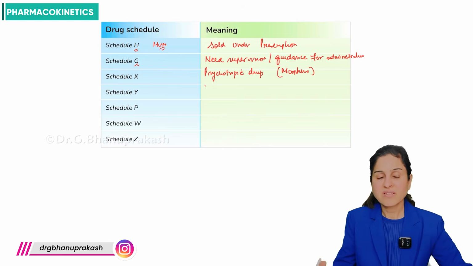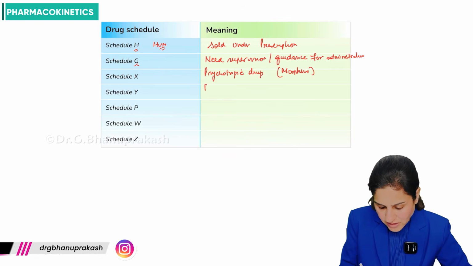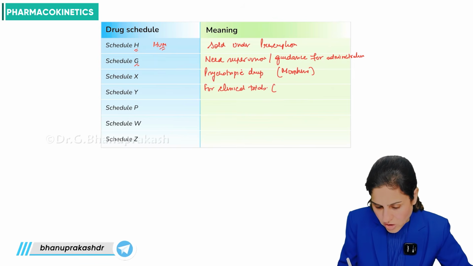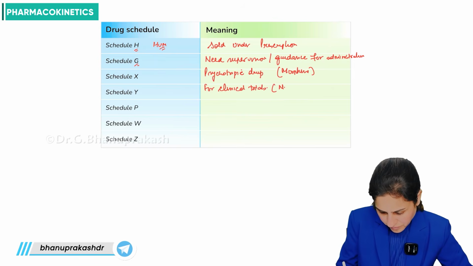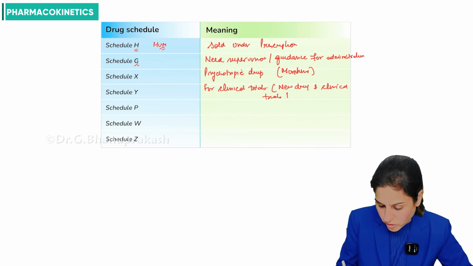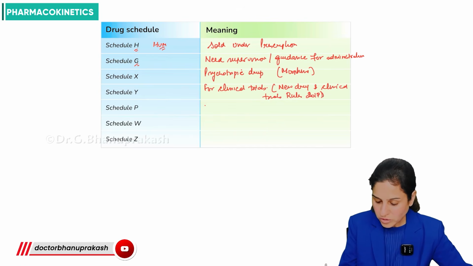Then schedule Y. Why do you need? Answer the question. So these are the clinical guidelines for clinical trials. So now we have the new drugs and clinical trial rules 2019. So now we don't use the term schedule Y, we use new drugs and clinical trial rules 2019.